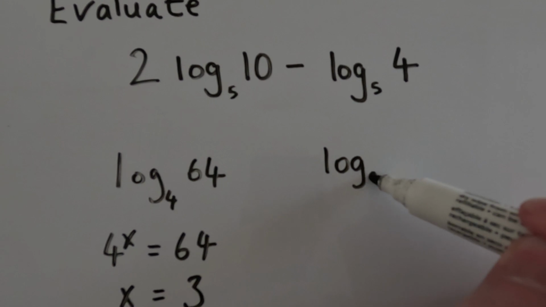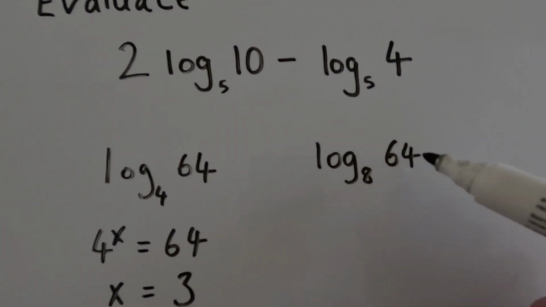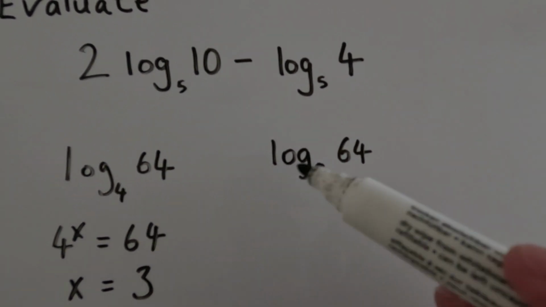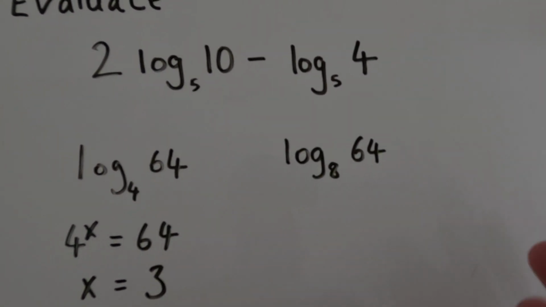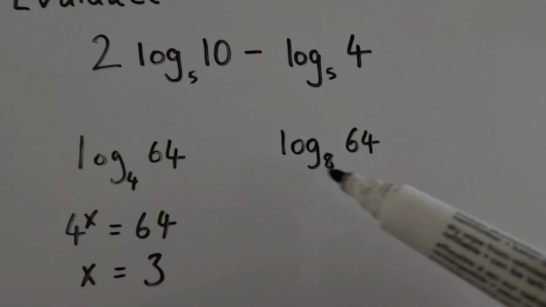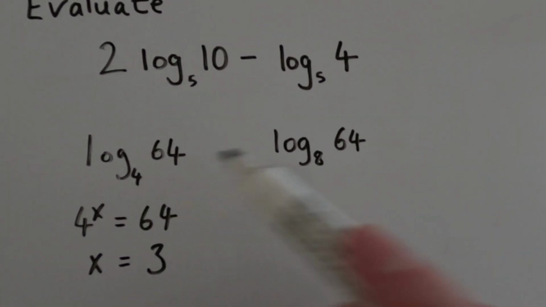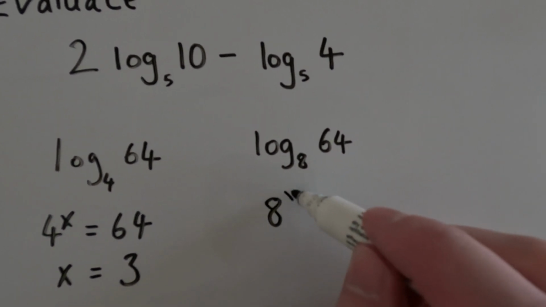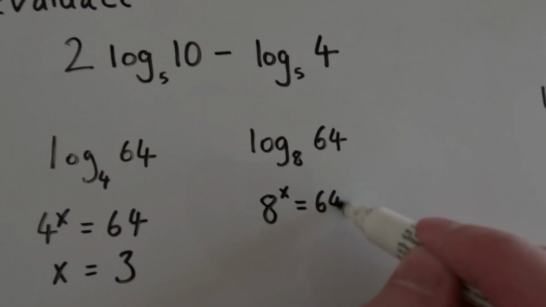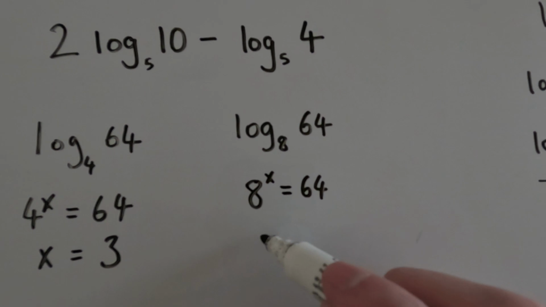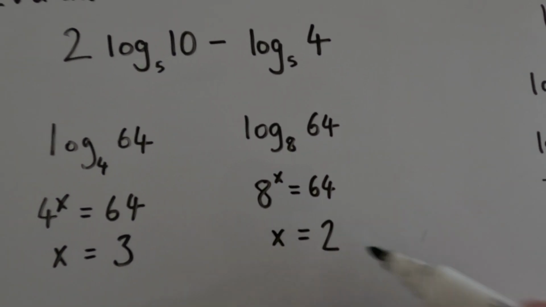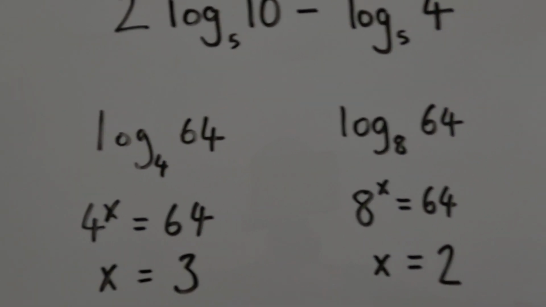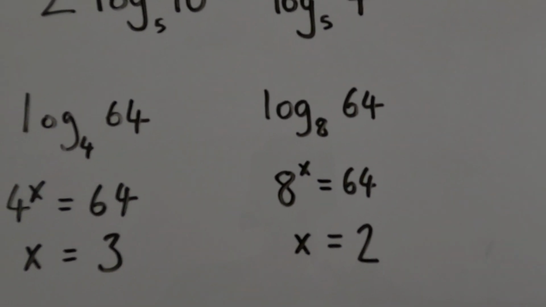Now if we change the base, suppose we change it to the base 8. Without the base, if I scribble out the bases, log 64, it's the same, isn't it? But when I put a base in, they're different. They're very different. So again, we apply the same rule: the power to which the base is raised to give you the number. 8 to the x is 64, x equals 2. So there you go. The log of 64 to the base 4 is 3, the log of 64 to the base 8 is 2.